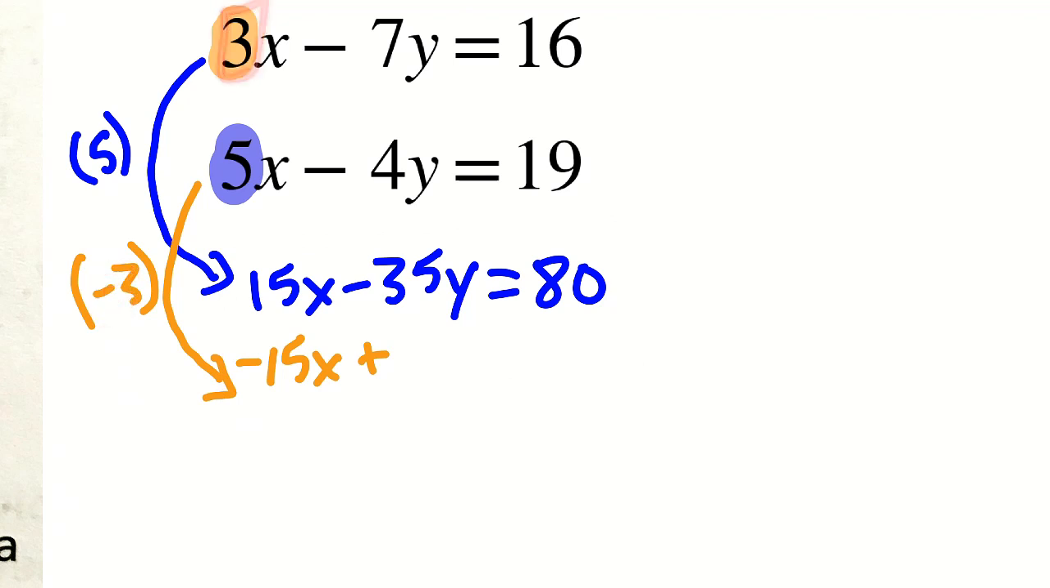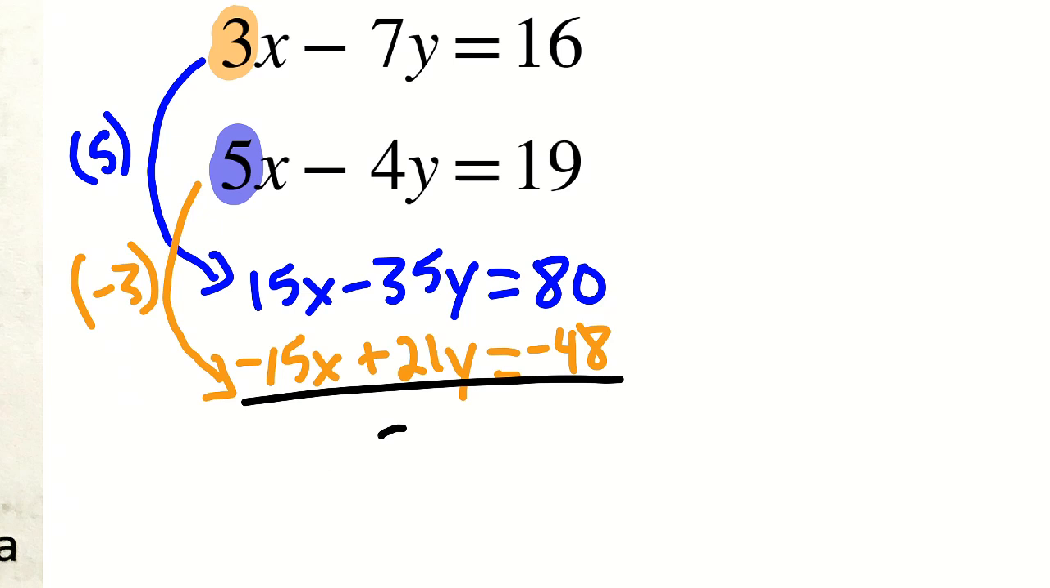But I take this 3 and I multiply this whole equation by negative 3 so I can get the negative 15x. And then negative 7y times negative 3 is positive 21y. And 16 times negative 3 is negative 48. And now I can take these two terms and I can add them together. And I get a 0x right there, but I don't need to include that. I get negative 14y equals 32. Do I have something wrong here?